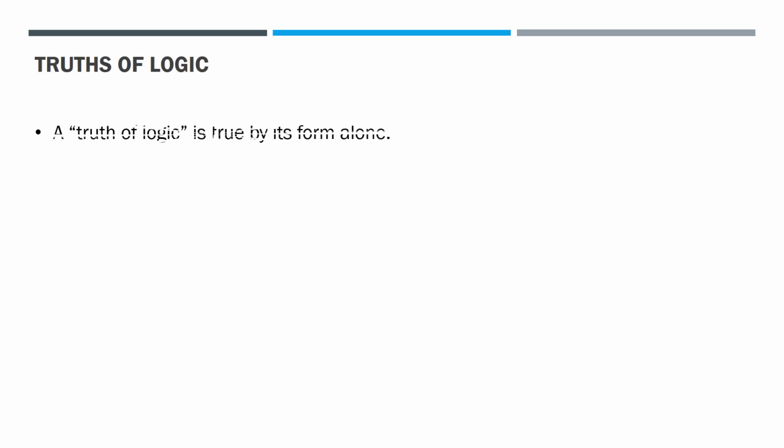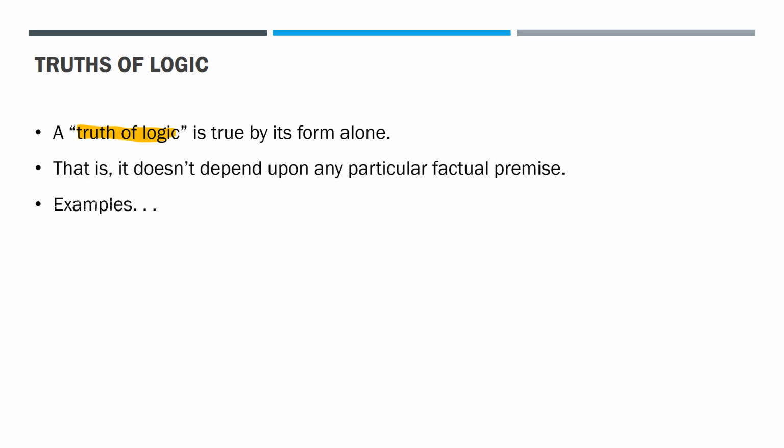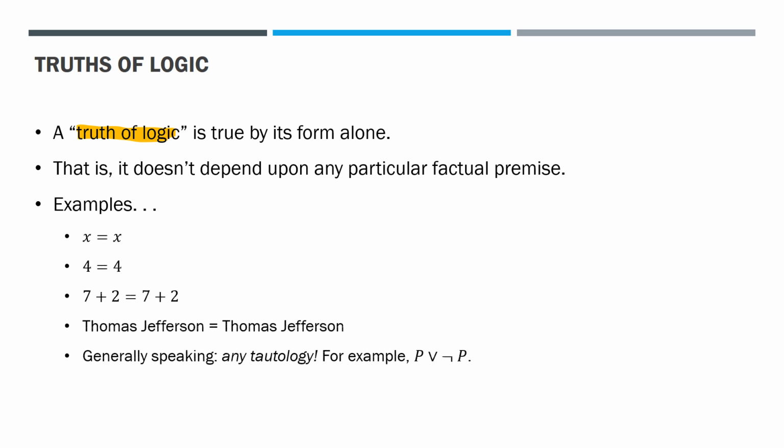What we will call a truth of logic is true by its form alone. That is, it doesn't depend upon any particular factual premise. For example, if we consider the expression x equals x, or 4 equals 4, or 7 plus 2 equals 7 plus 2, or Thomas Jefferson equals Thomas Jefferson, those are all truths of logic. Generally speaking, any tautology is a truth of logic. For example, P or not P, that's a true statement in any case.